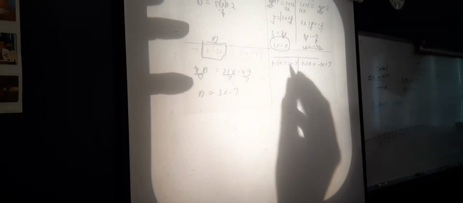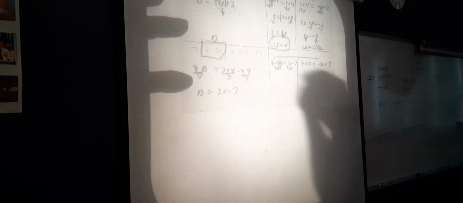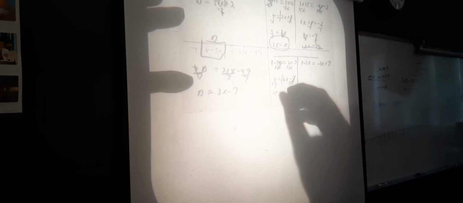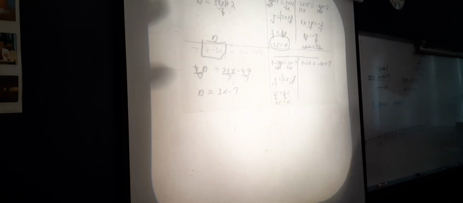So we have a negative 3x, positive 3x. I'll add the 3x to both sides, and that's 6x minus 7. Then I will add 7 and divide by 6. So add 7. That's going to be 15 equals 6x. Divide by 6, divide by 6. And 2.5 is equal to x.